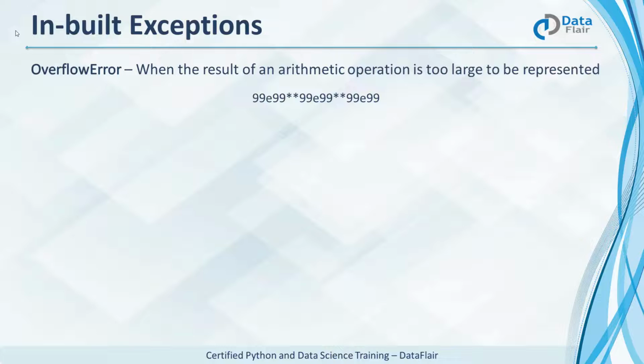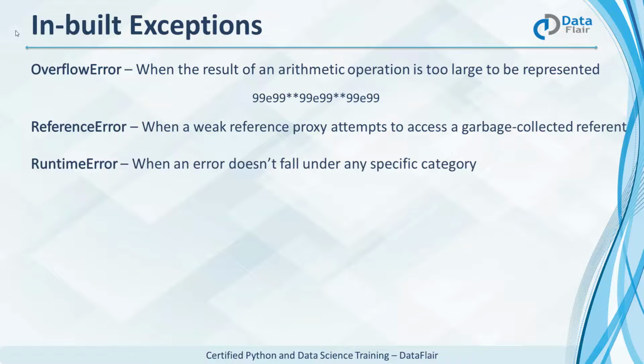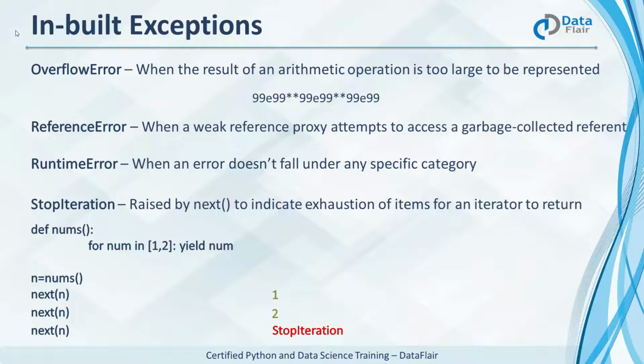This exponentiation has a result that's too large to be represented, so it raises an OverflowError. And when a weak reference proxy tries to access a garbage collected referent, it raises a ReferenceError. When an exception is raised and it doesn't fall under any specific categories, you have a RuntimeError. When an iterator has nothing else to return, it raises a StopIteration.